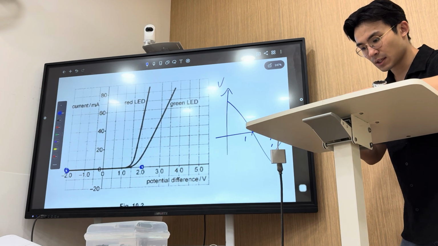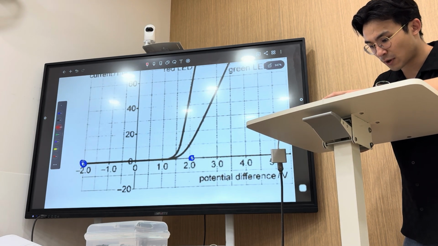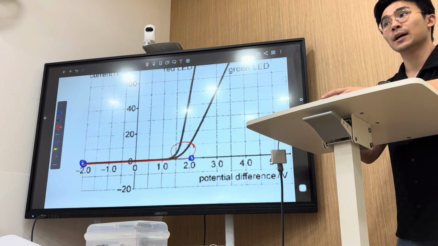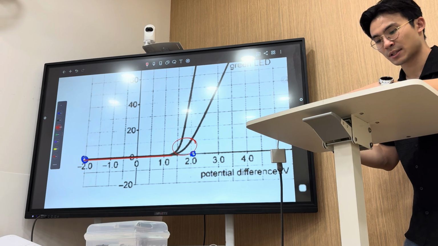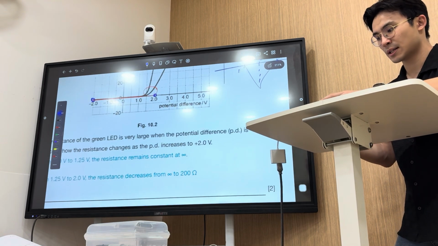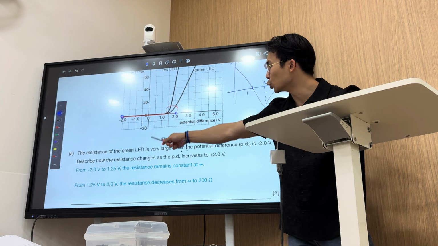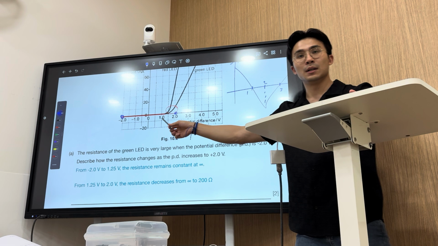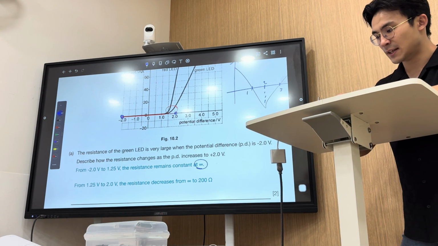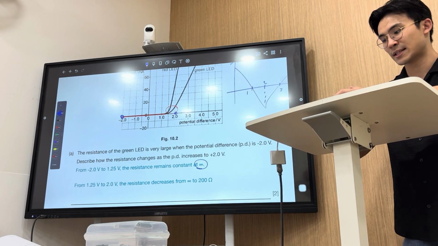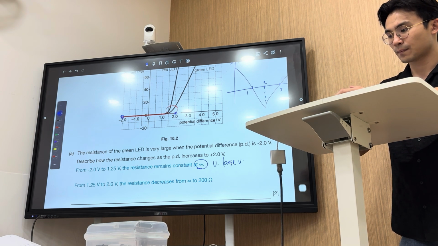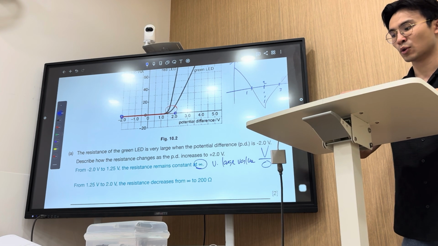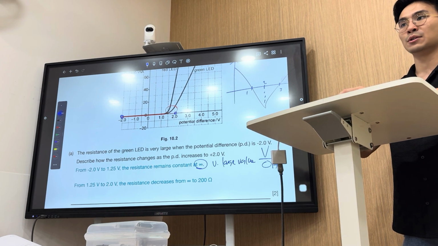This is no different. There is a very clear distinction from your straight line until it changes here. So it will be in our best interest to split it up. Besides, it's a 2-mark question. Don't skip. From negative 2 to about 1.25, your resistance is at infinity, or a very, very large value, because this is any random voltage divided by 0 amperes, and anything divided by 0 gives you infinity.